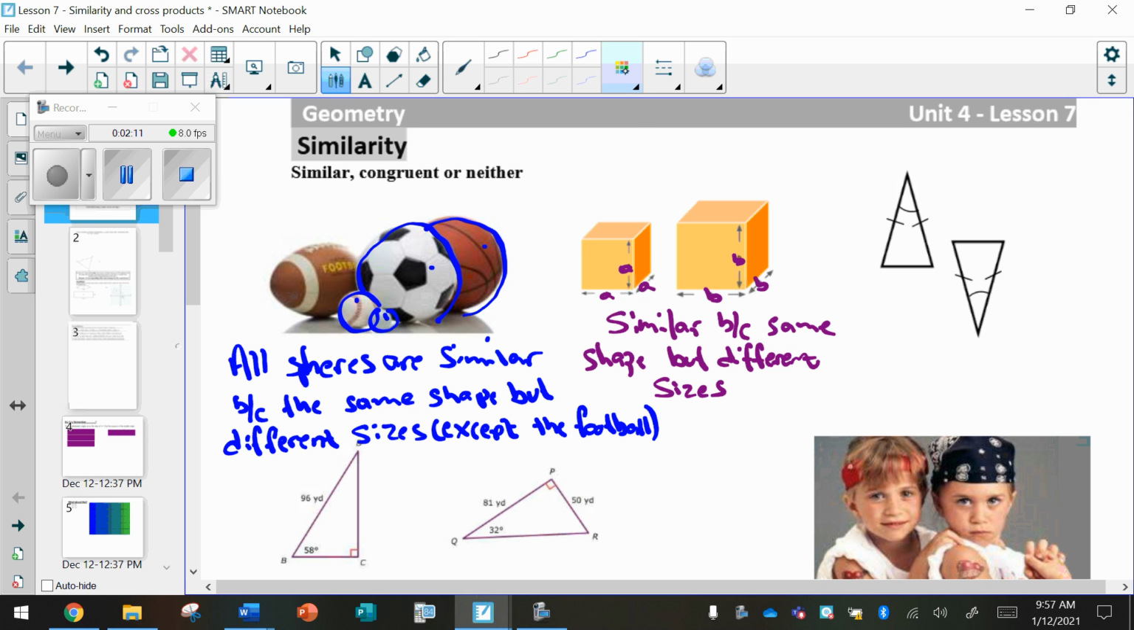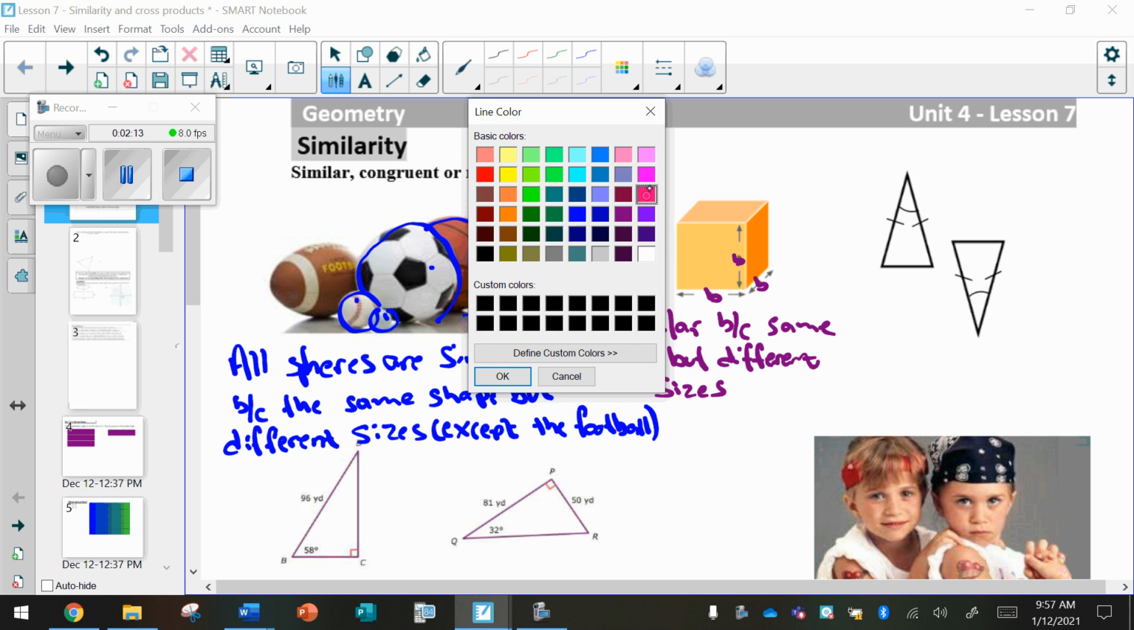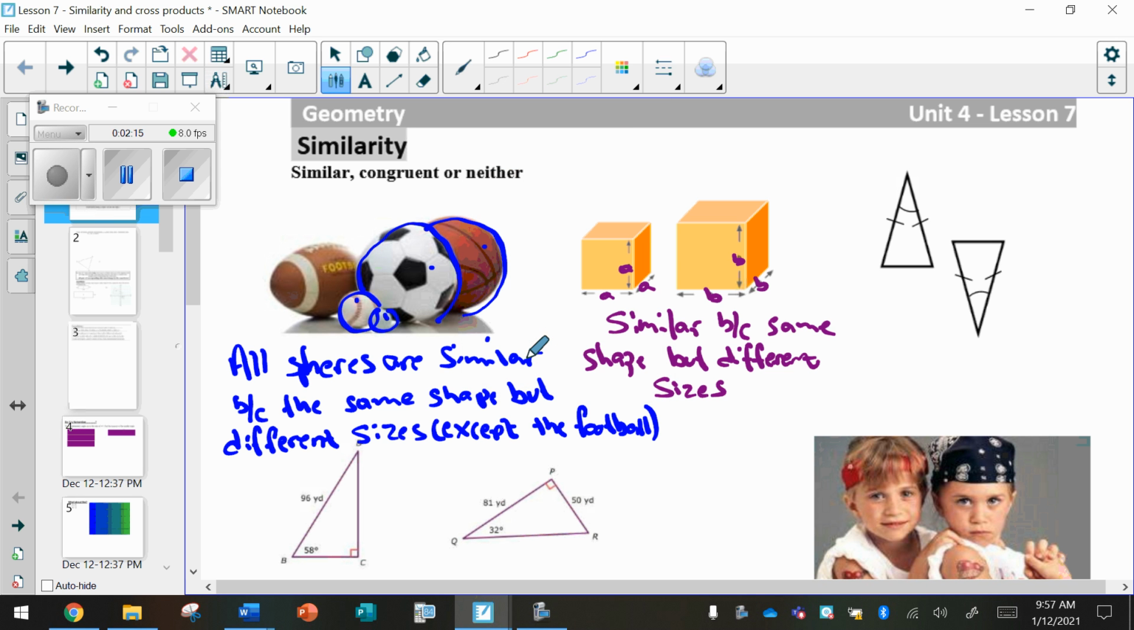Our triangles. We've done some work with triangles earlier in Unit 2. These two triangles are congruent by side, angle, side. Side, angle, side. So they are congruent by side, angle, side congruence.